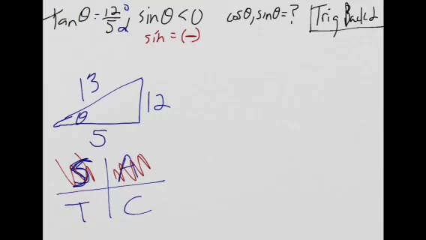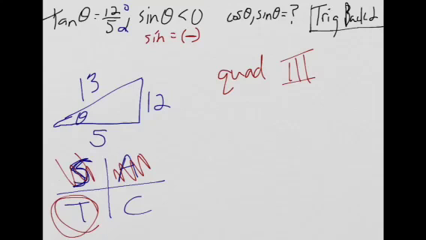Notice tan's the only one that's positive there. So that means that sine is going to be negative. So this quadrant here matches up with that being positive and this being negative. So I'm in that quadrant. So I can circle this. We're in quad 3. So now I just use my triangle, knowing that I'm in quadrant 3.